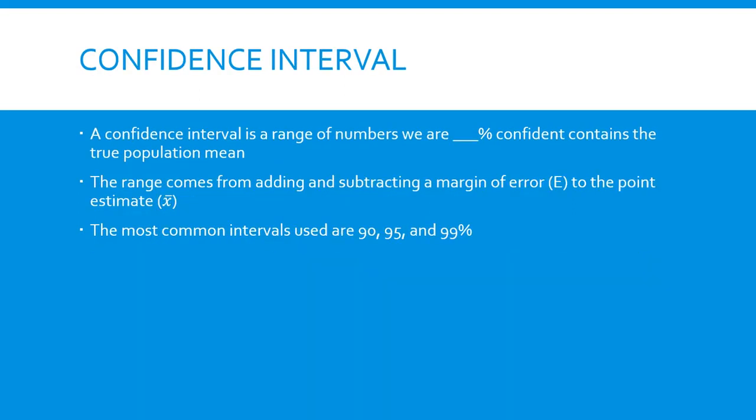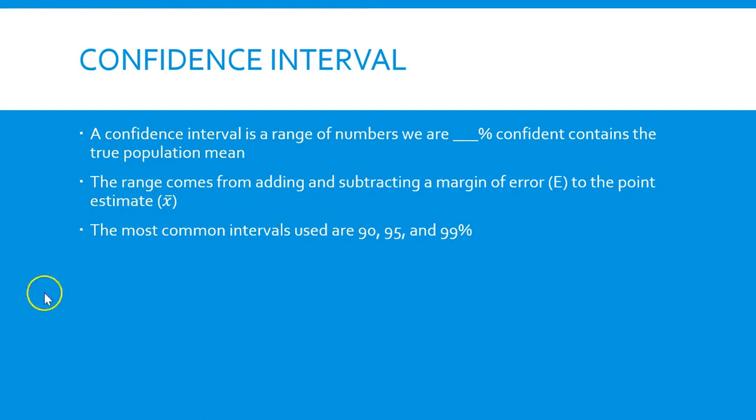Okay, and we talked about how we interpret a confidence interval. All right, that it's a range of numbers. We are some percent, usually 90, 95, or 99 are the numbers we use. Those are just the most common ones. All right, and so we're 90 or 95 or 99% sure that our true population mean is in that range.